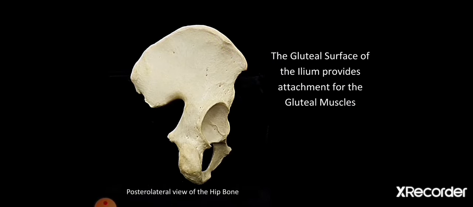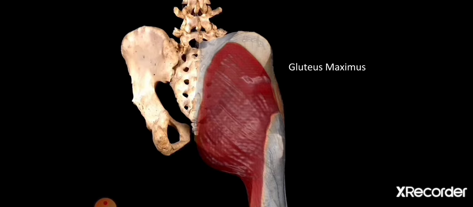Now the gluteal surface, that is the lateral surface of the ilium, gives attachment to the gluteal muscles. This is the gluteus maximus muscle, the largest muscle of the human body.